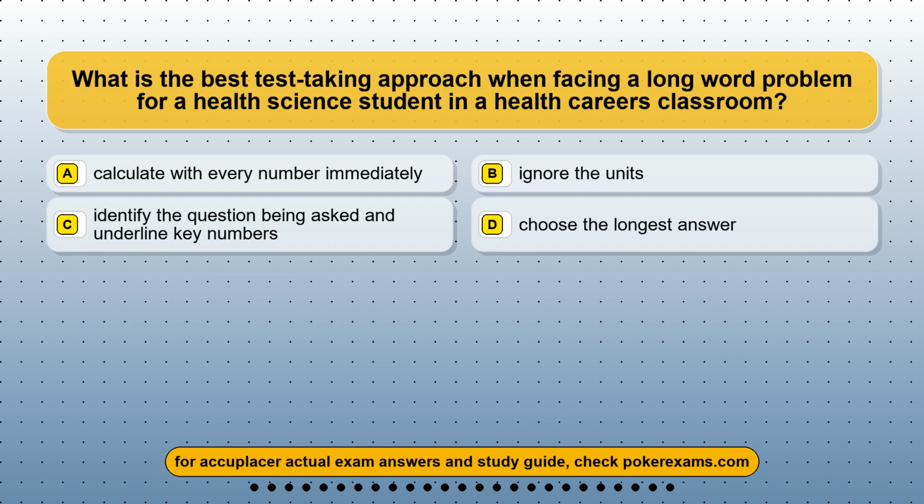Question 15. What is the best test-taking approach when facing a long word problem for a health science student in a health careers classroom? Option A, calculate with every number immediately. Option B, ignore the units. Option C, identify the question being asked and underline key numbers. Option D, choose the longest answer.